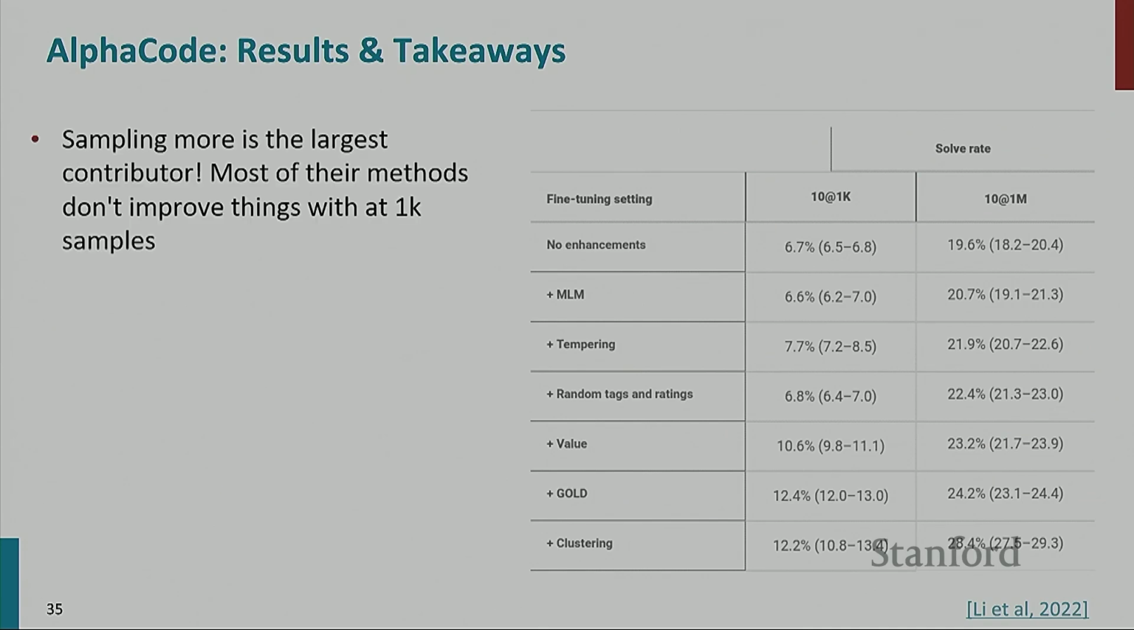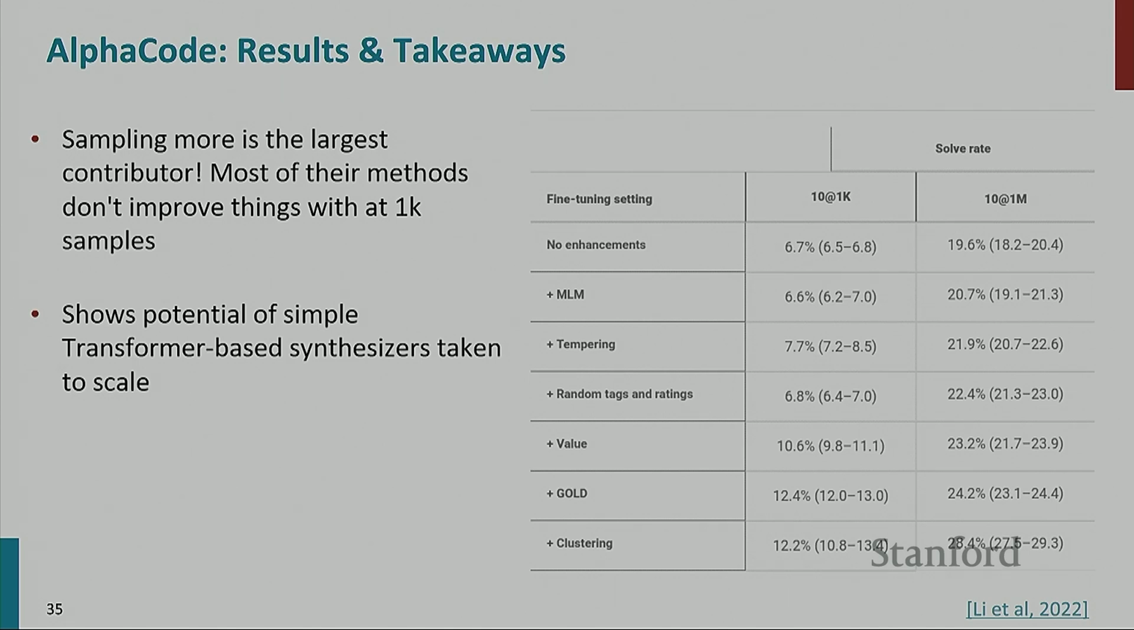And the main component of getting the performance that they did was sampling more programs, right? So they did all this engineering to make sure that they could sample 100K programs per problem, and they had an accumulation of techniques like the MLM training on the encoder, sampling with random problem tags, and the GOLD fine-tuning and all that, and none of them would have helped if at test time they were just doing 1,000 samples. So the effects of basically all of those techniques only showed up when they scaled it up to 100K to 1 million samples. So on one hand, this shows the potential of a very simple set of techniques that you've seen in this class of just sampling things from transformers, but taken at this extreme scale.